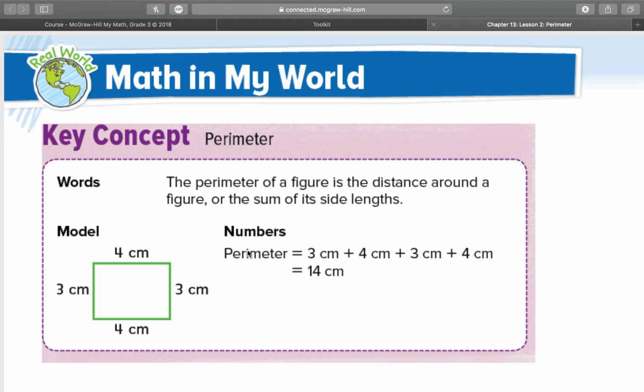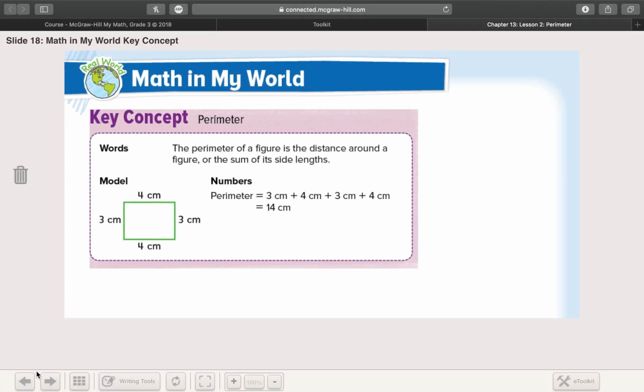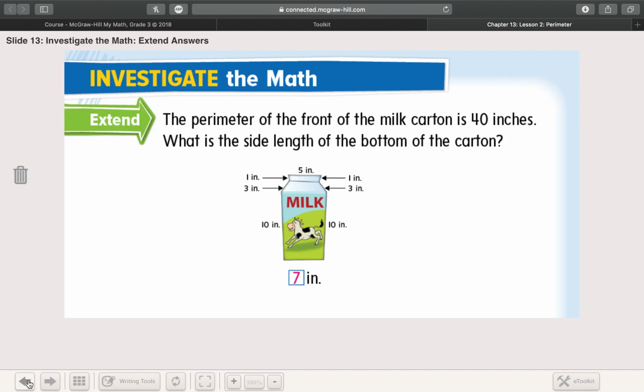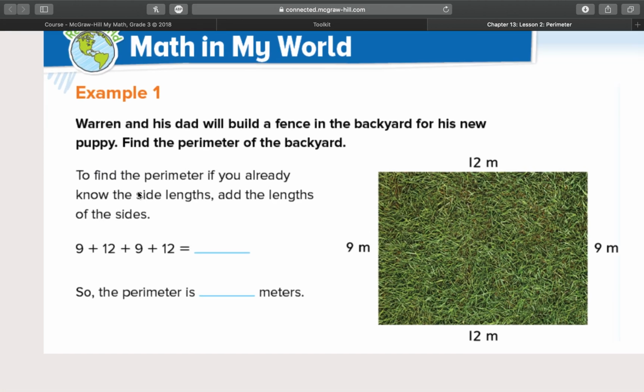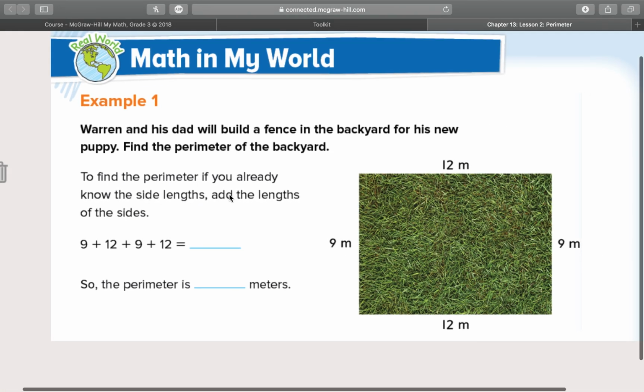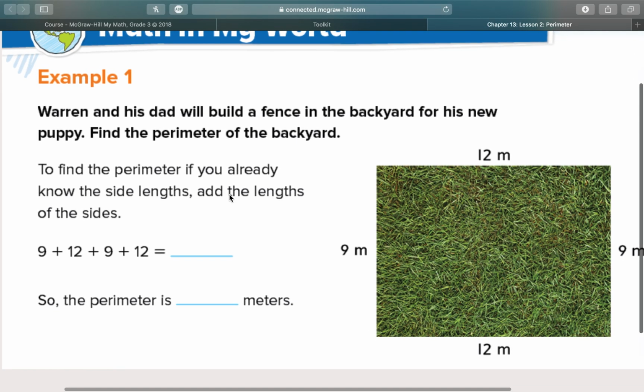Let's go into some word problems and see if we can solve some word problems dealing with perimeter. Oops, I just showed you some answers because I was going backward. Example 1: Warren and his dad will build a fence in the backyard for his new puppy. Find the perimeter of the backyard.